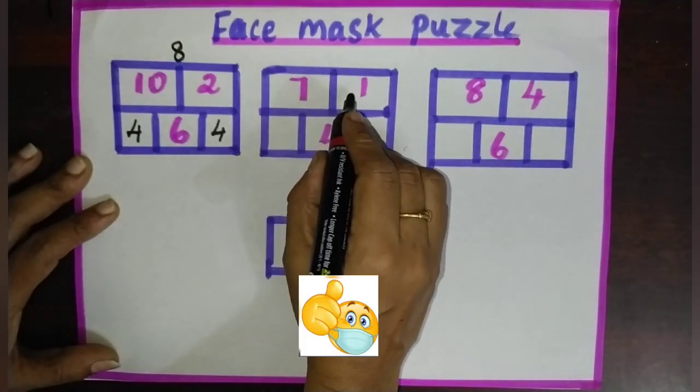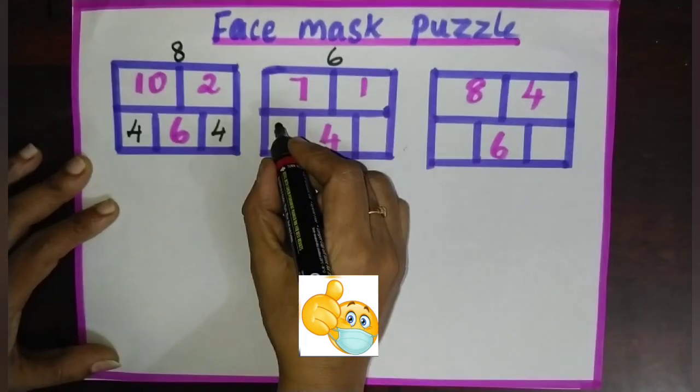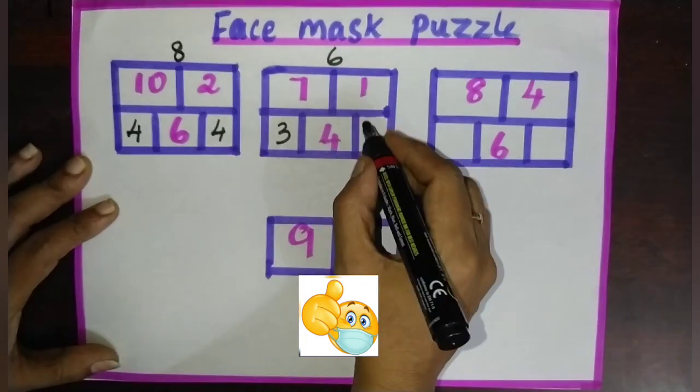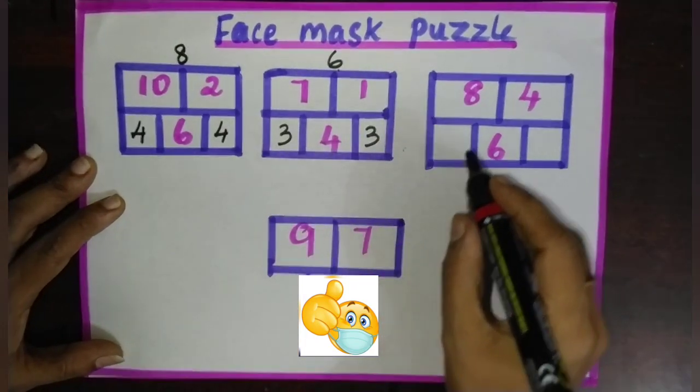Next, 7 minus 1 is 6. 7 minus 4 is 3. 4 minus 1 is 3. Half of 6 is 3.